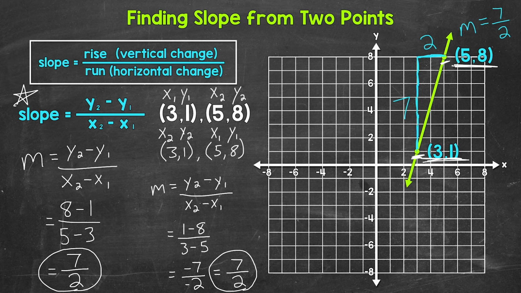Something we can't do is mix and match. For example, let me come up here and find some room. So we'll say this is 3, 1, and then 5, 8. We can't make 3 x1 and then 1 y2 and then 5 x2 and then 8 y1. So we can't mix and match. That's not going to give us the correct slope. Let's move on to our next examples.